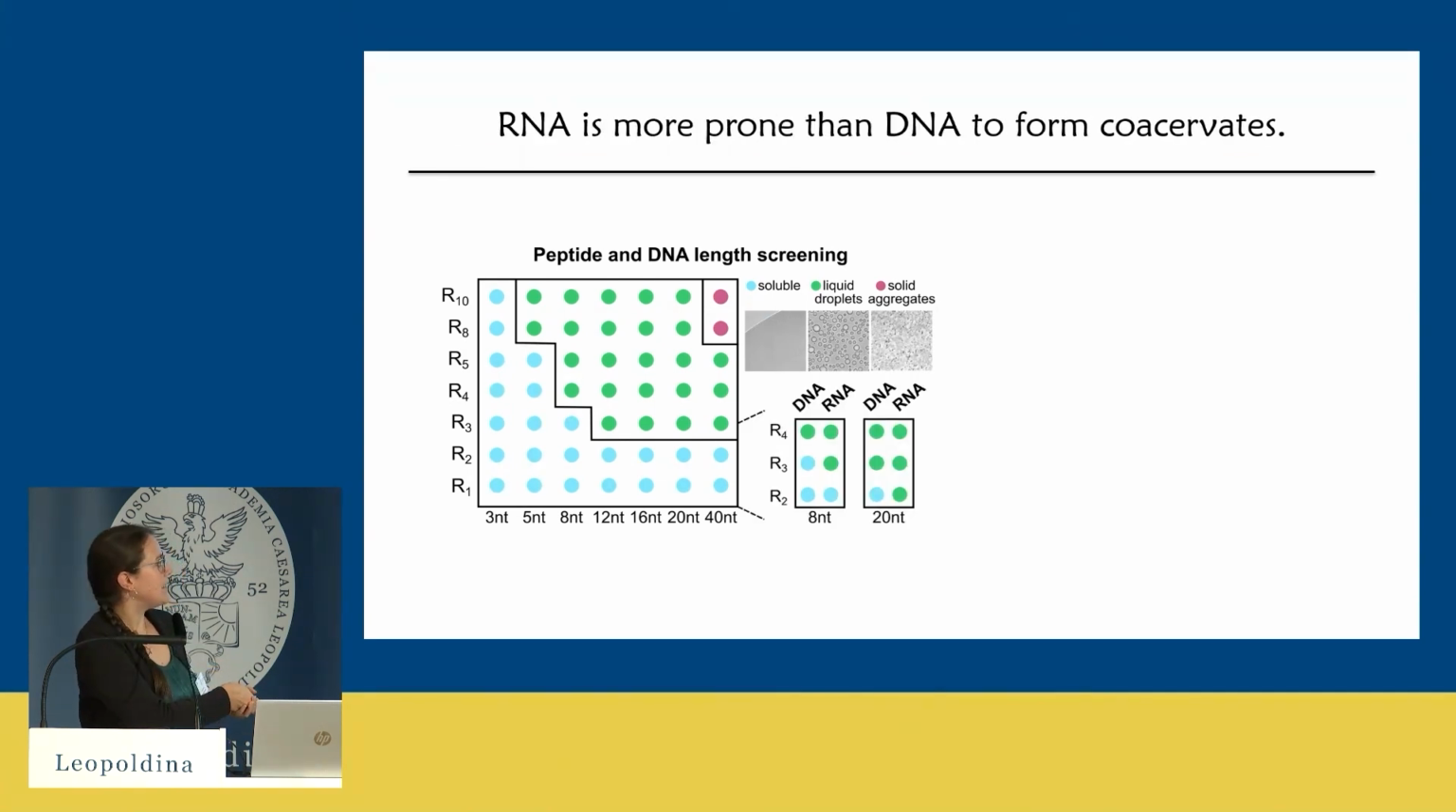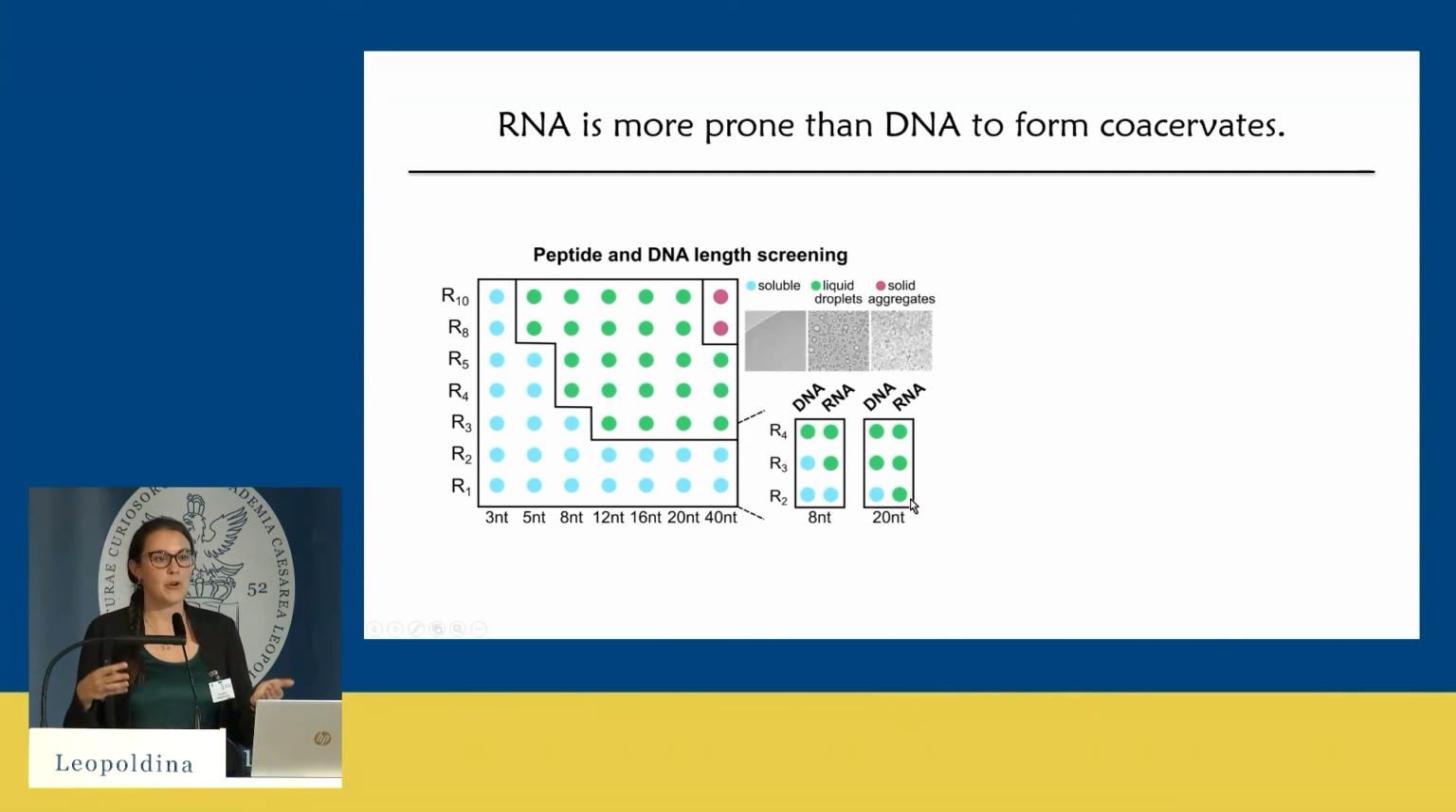The first one is that when you use something as small as a trimer of arginine, a tripeptide, 3 arginines together, DNA does not form coacervates, RNA does. When you use something even shorter, a dipeptide, DNA does not form coacervates, RNA does.